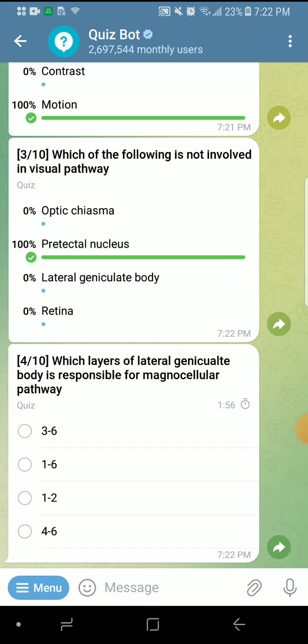Now there are 6 layers of LGB. This is one step higher question, but you should know this as it is a repeat question, a PYQ, previous year question. In the INICET it was asked. In lateral geniculate body there are 6 layers.